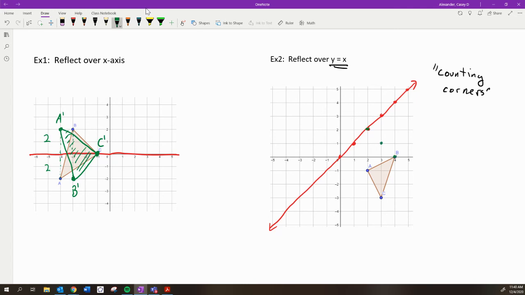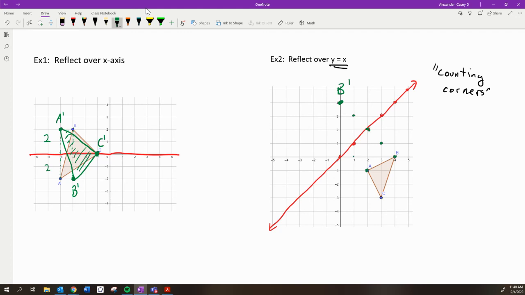See this point B here? If I go corner to corner, it's 2 corners away from the line. So you know where B prime is? It's 2 corners in the other direction. It's right here, right? So it's not 2 units. It's like, what is that? It's 2 root 2, but that doesn't matter. I just count corners.